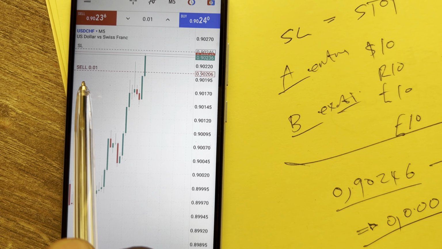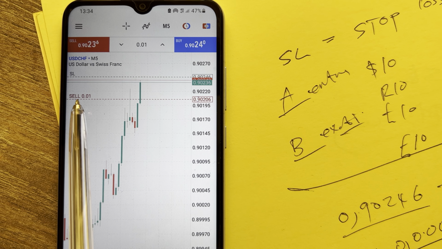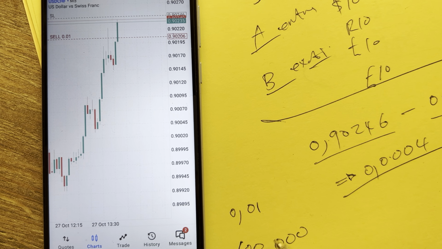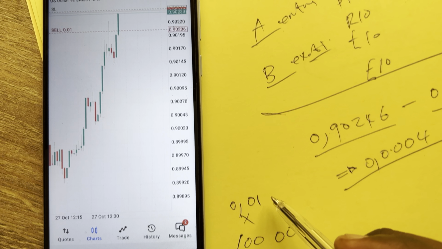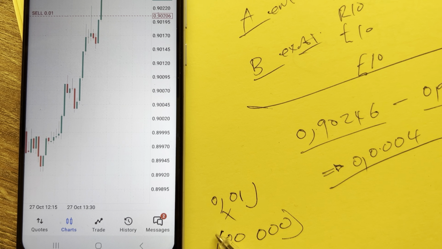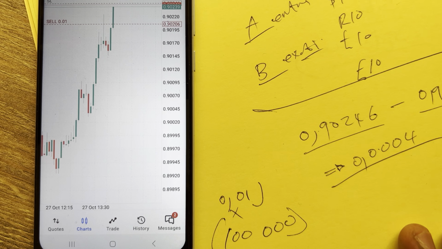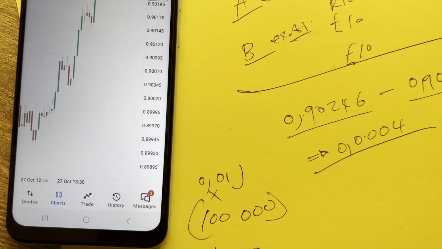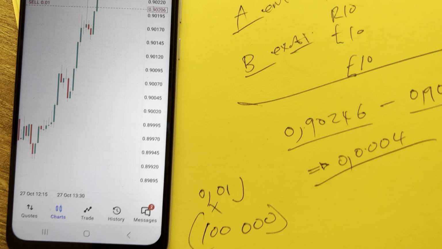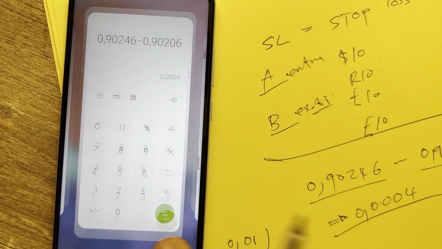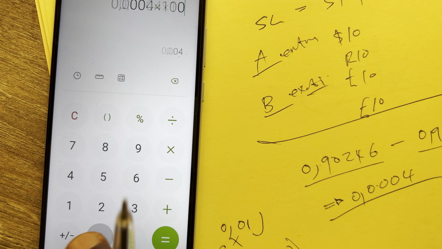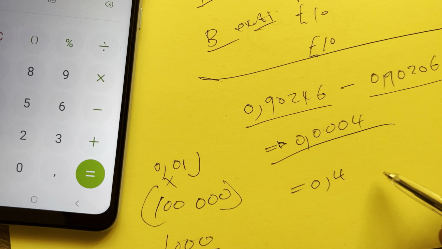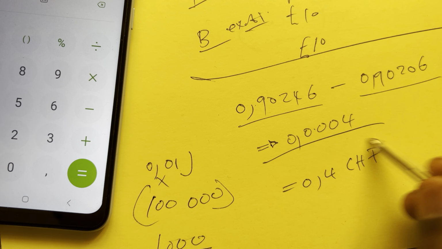Okay, so we're gonna go back, and then we're gonna come here on the USD CHF. You see our trade is going to be closed very soon. We have a sell of 0.01, so we're gonna say 0.01 times the contract size, because this is a volume and the assets are working on a contract base, right? So we're gonna say 0.01 times by 100,000, which is gonna give us 1,000, right? Now that we have 1,000, we're gonna say 1,000 times the 0.0004, which is gonna give us 0.4, and this money is in CHF.